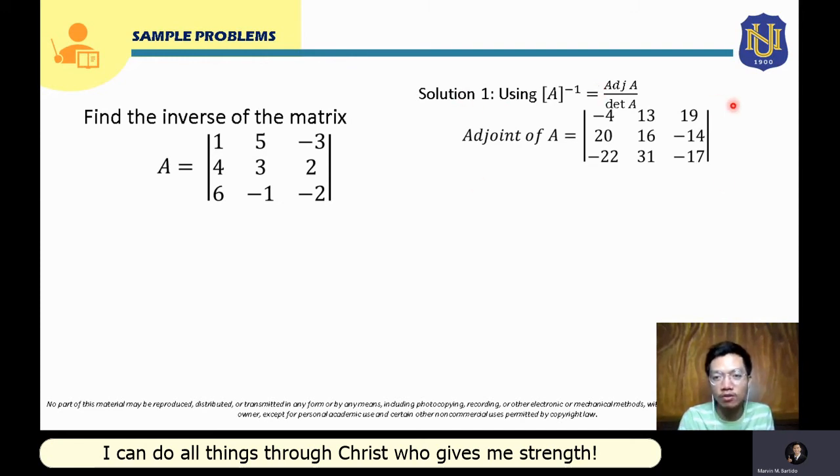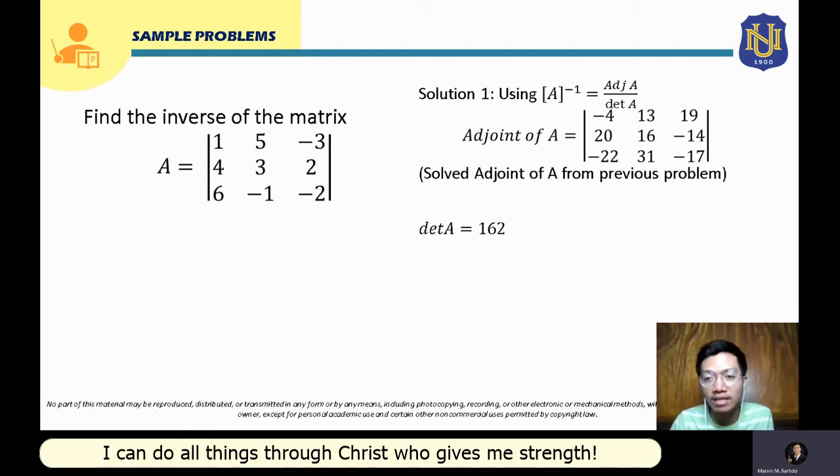So this is already the adjoint of A. Okay, so we also need the determinant of A. Solving for the determinant of matrix A using the basket method will give you 162. Don't get confused here, class.